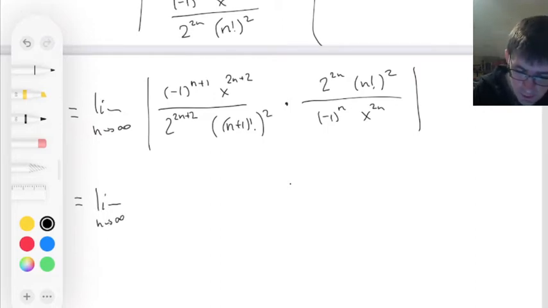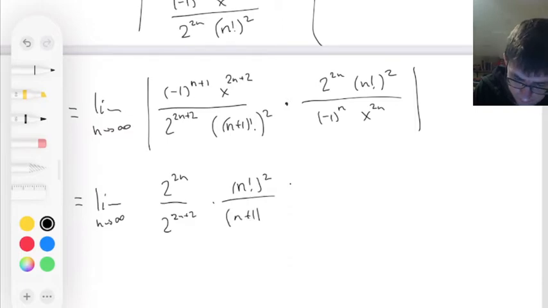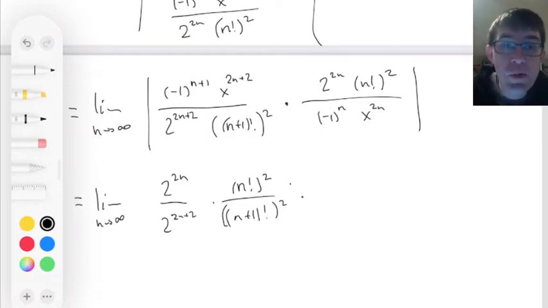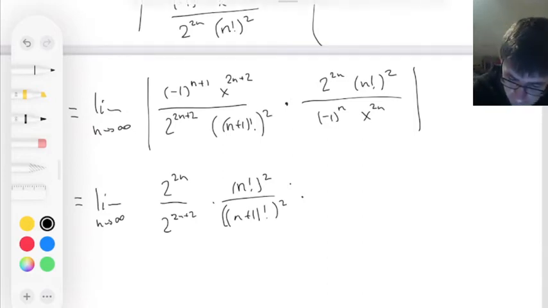So the 2's look like 2 to the 2n over 2 to the 2n plus 2. And then we have the factorials. Looks like n factorial squared over n plus 1 factorial squared. And then I have the x's. Now the minus ones, I said they will be killed by the absolute value signs. The x's turn into absolute value x, and this will be to the power 2n plus 2 over absolute value x to the 2n.